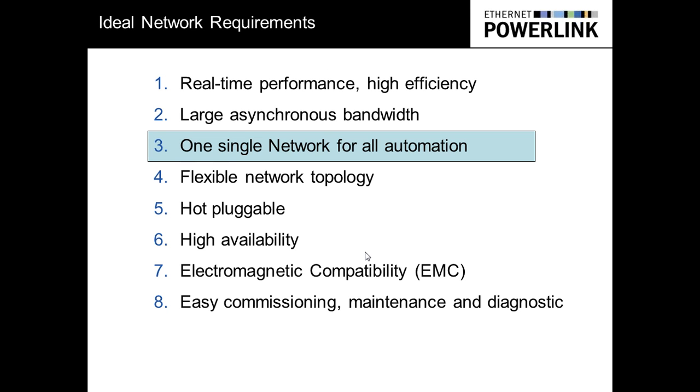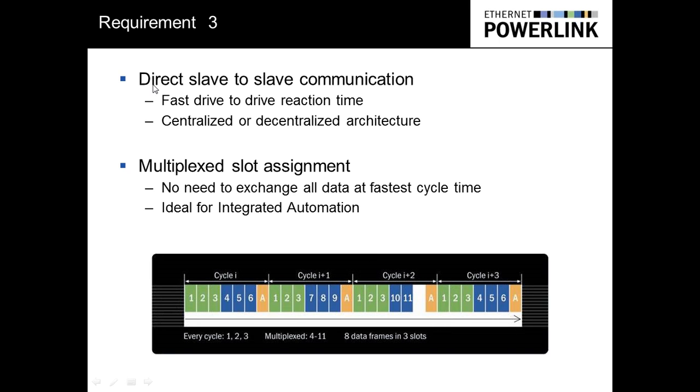So now let's talk about one single network for all automation. Well, what does that mean? Well, we mentioned that, first of all, we have direct slave-to-slave communication, and that's great. But I want to have a network that might have fast components and slow components running at the same time. So here's an example. You have several cycles shown here. During the first cycle, I have components 1, 2, and 3 communicating, and then I have 4, 5, and 6 communicating, and then I have my asynchronous communication going on as well. Next, I have components 1, 2, and 3 talking again, but now those slots that were occupied by 4, 5, and 6, now 7, 8, and 9 are communicating, and then 10 and 11 are communicating.